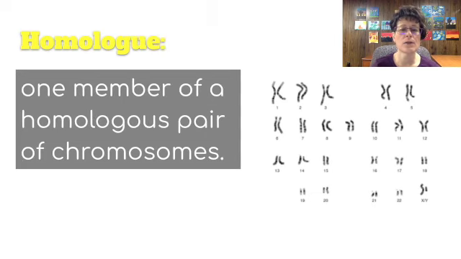And these chromosomes are called homologs. One member of a homologous pair of chromosomes is a homolog. So they have just those special names.